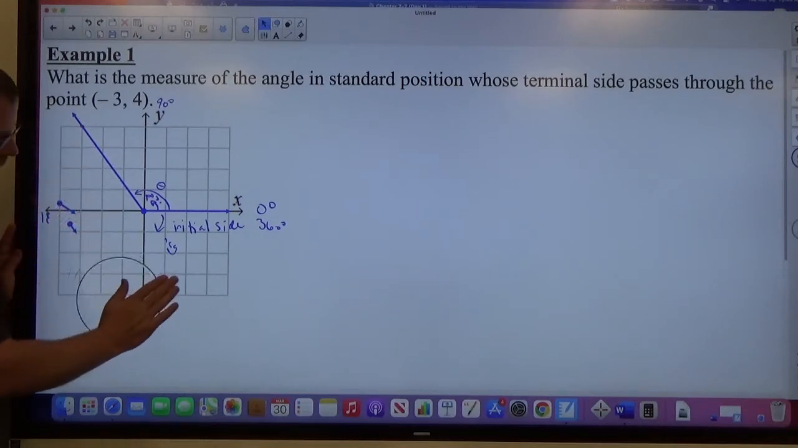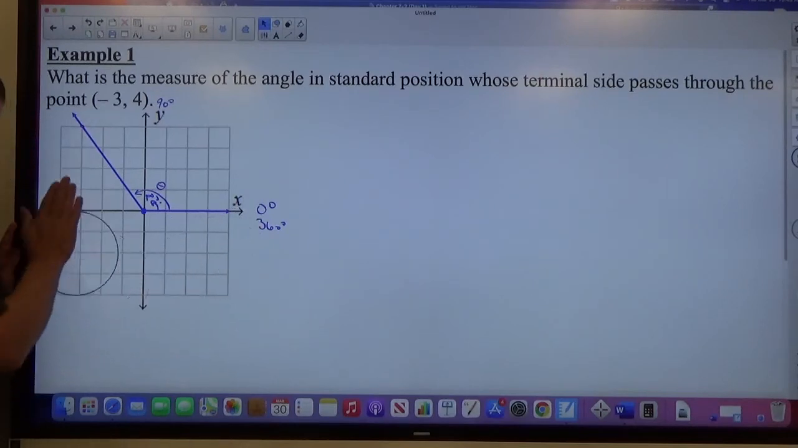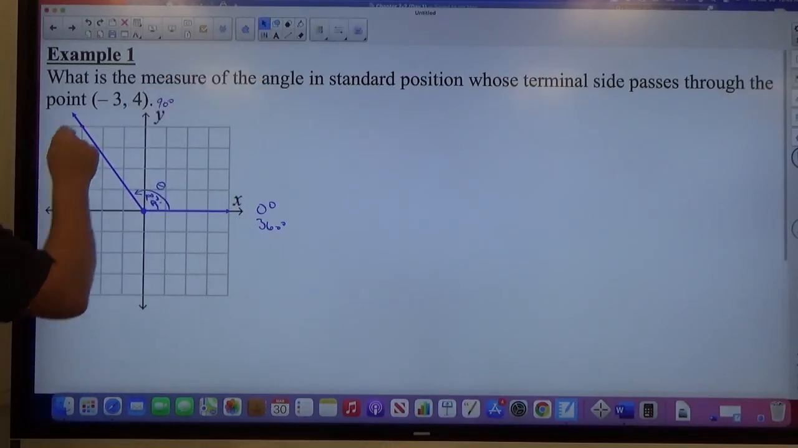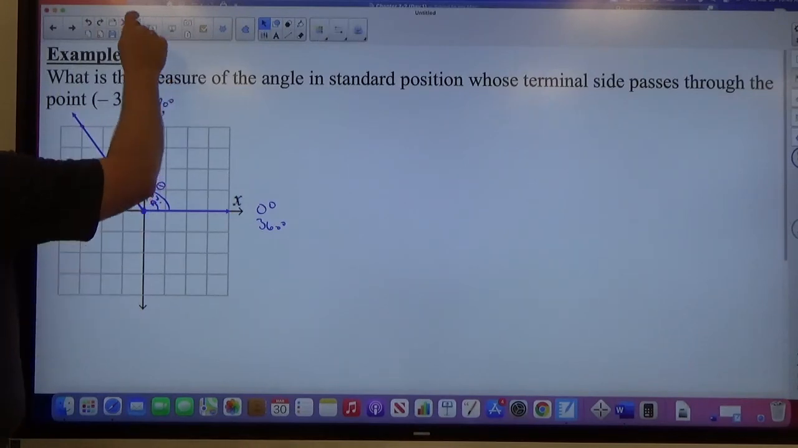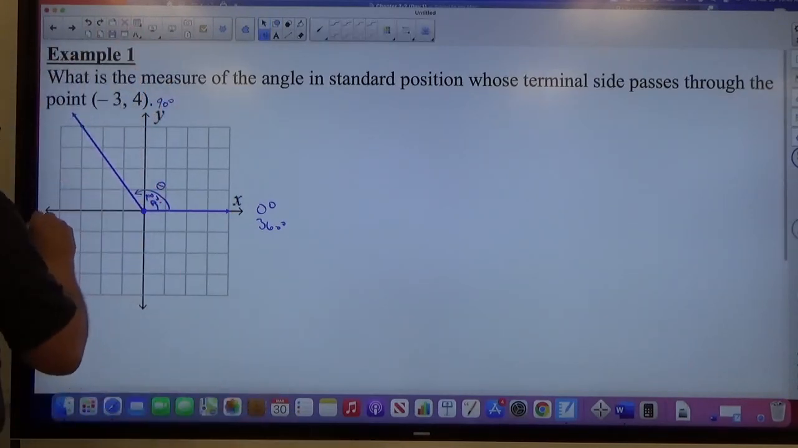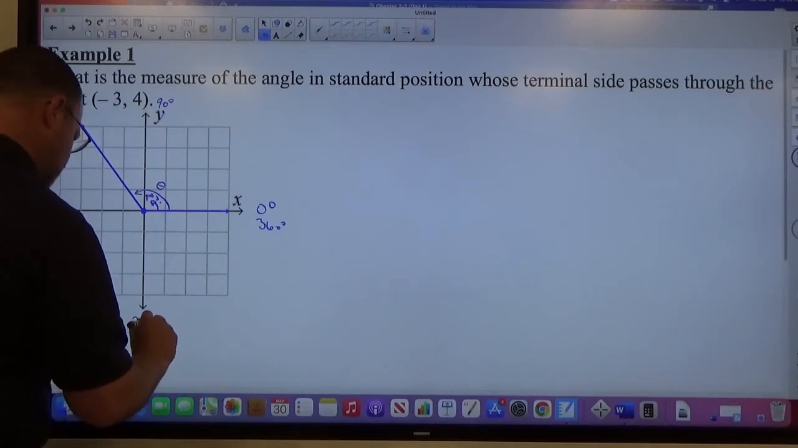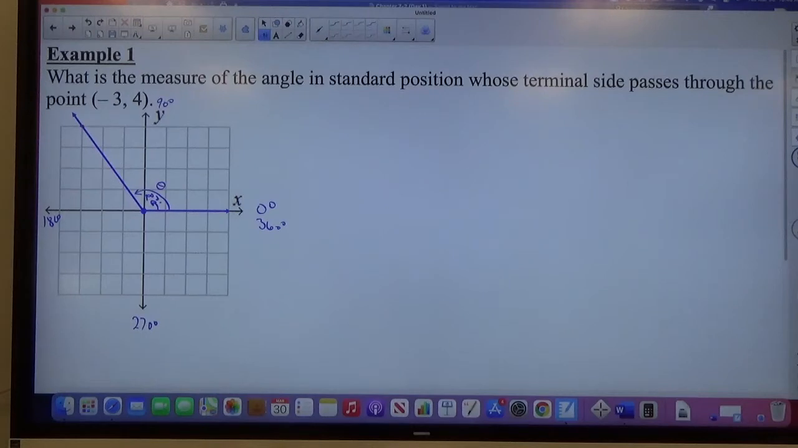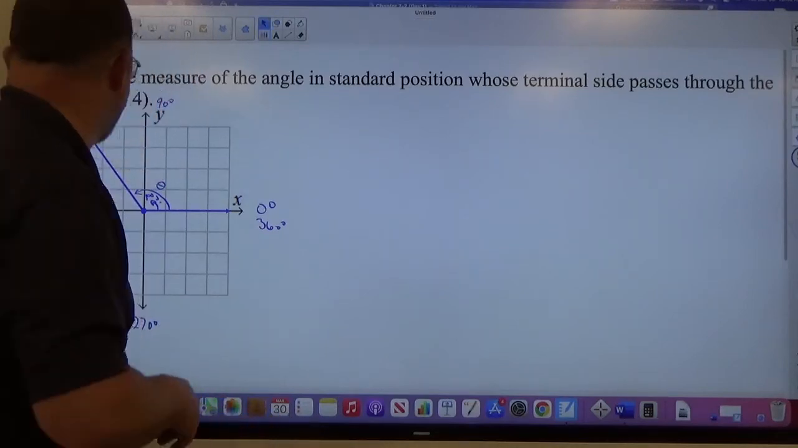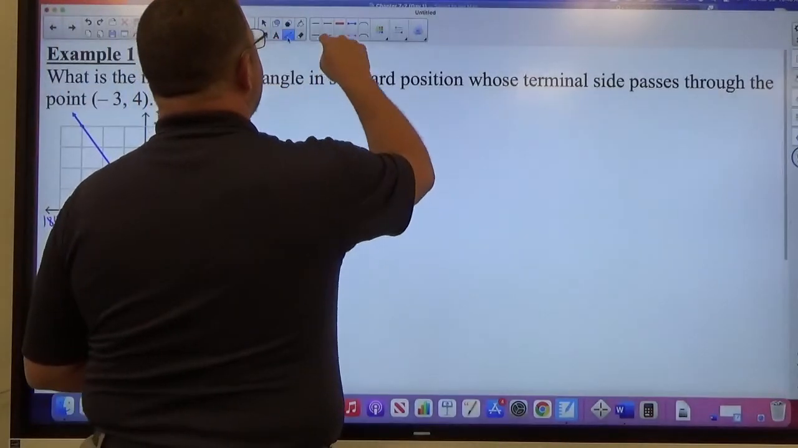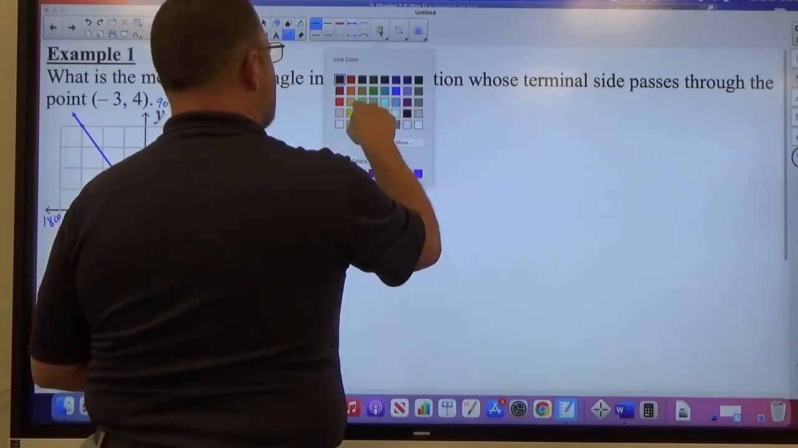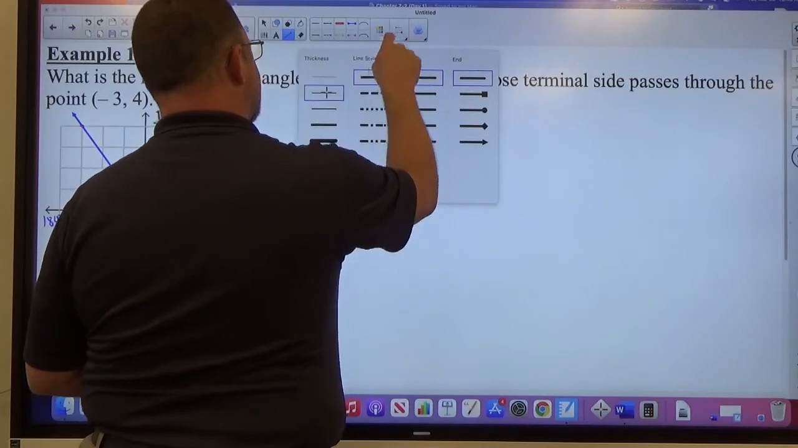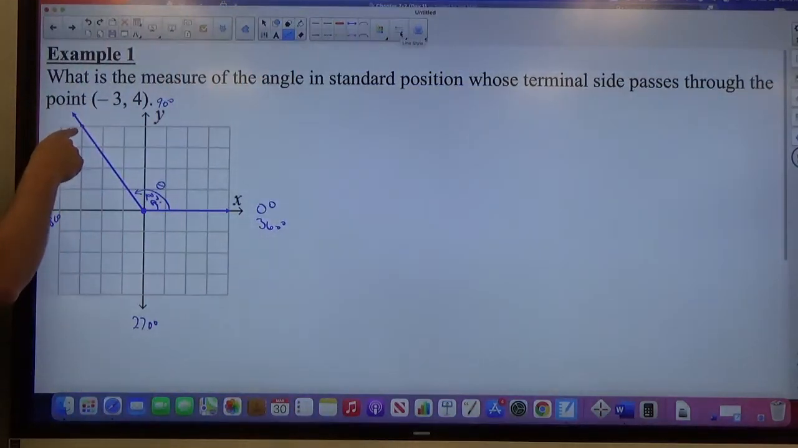All right, now, to find this angle measure, I'm going to use trigonometry. And the only trigonometry I know right now is SOHCAHTOA, right? So I have to stay within our own toolbox here that we have, which is trigonometry. So I'm going to draw in what's called a reference triangle, in green. Okay, I happen to know this point right here is negative 3, 4.